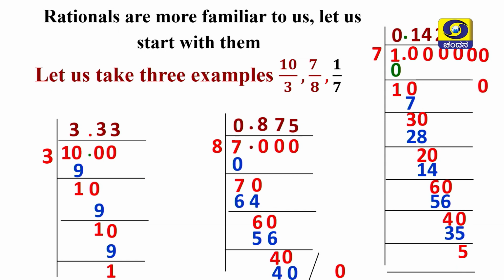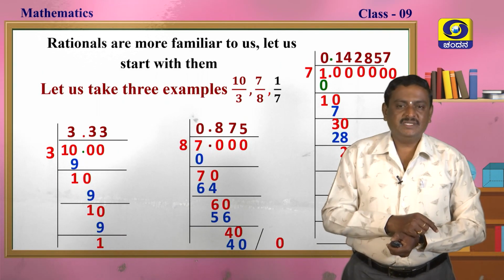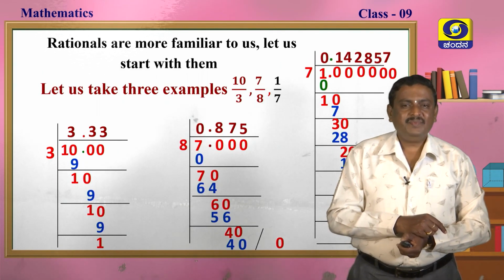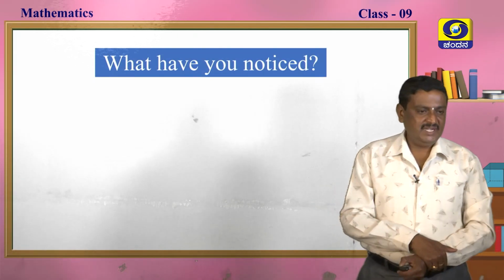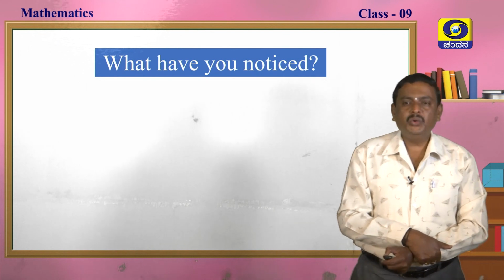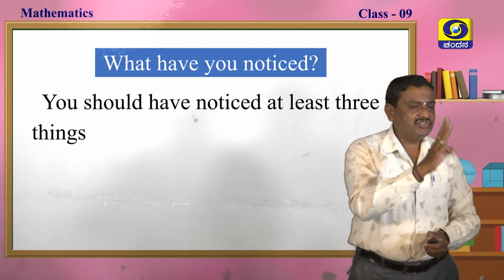Take another one, 0. Now, 7 7s are 49, the remainder is 1. See my dear students, again we come back to the problem. So, observe these examples and note them down. Now, what did you notice, my dear students? Can anybody tell me? You should notice at least 3 things.